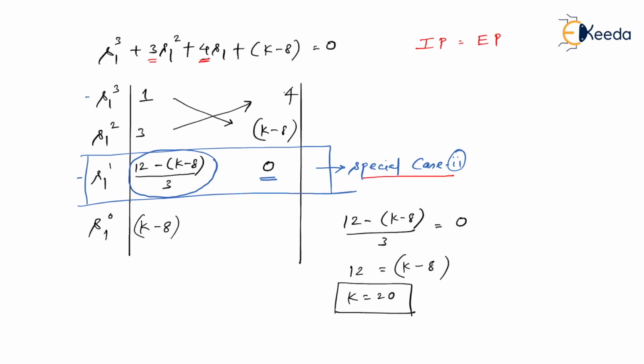You will do 3 into 4. That is 12. This must be equal to 1 into (k minus 8). Can't you see here you got k equal to 20? So basically it saves you from performing the full Routh-Hurwitz array, which is going to save your time.